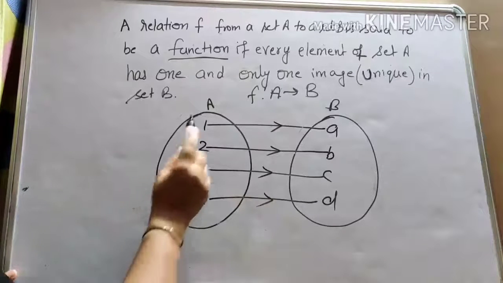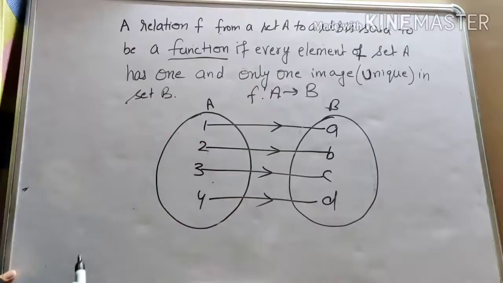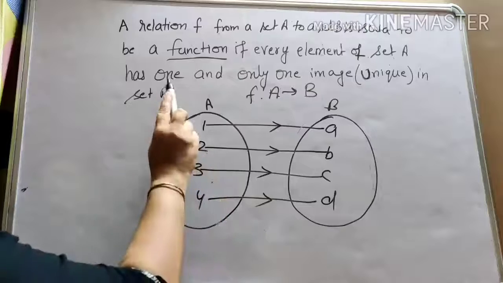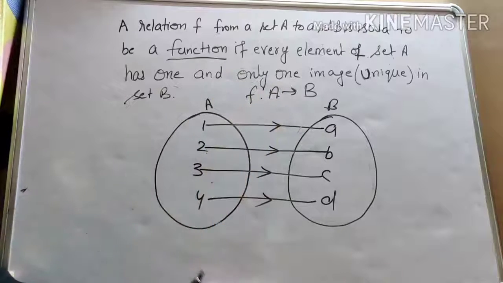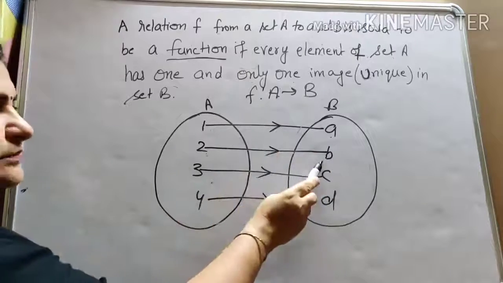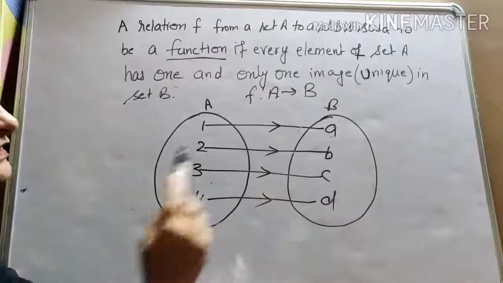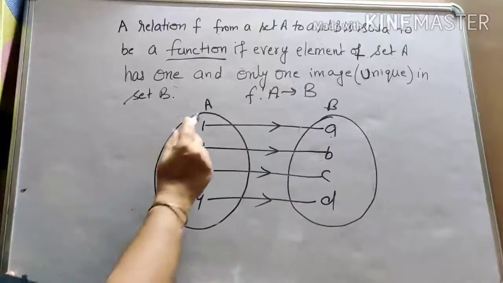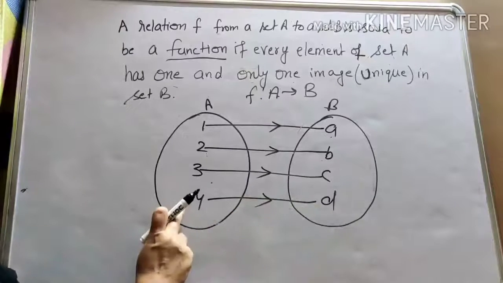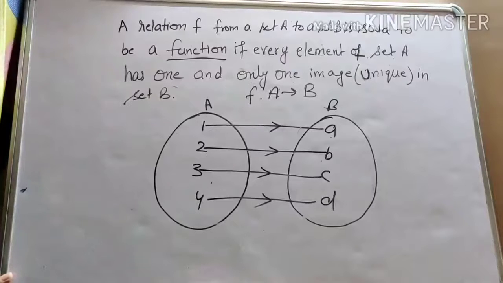Now, if every element of x, it means 1, 2, 3, 4, every element of set A has one and only one image. Now 1 has image A, 2 has image B, 3 has image C and 4 has image D. So every element has only one image in B. Therefore, this relation is a function.